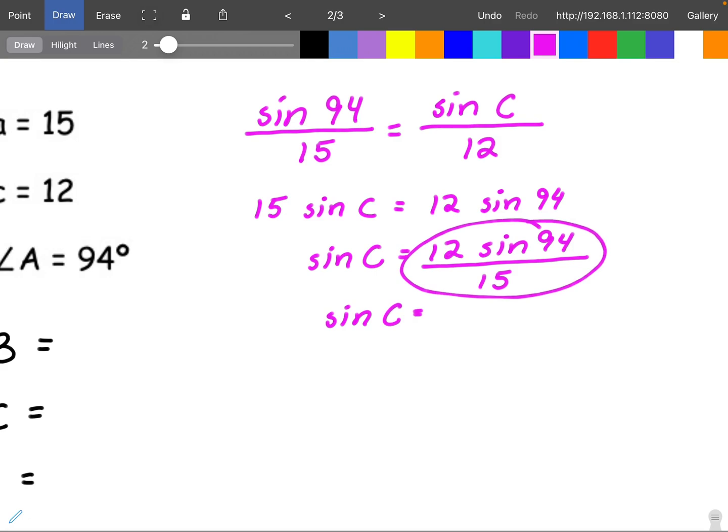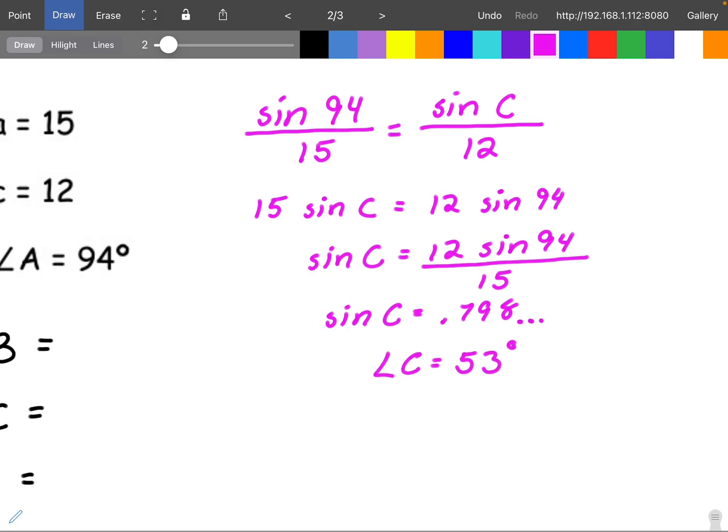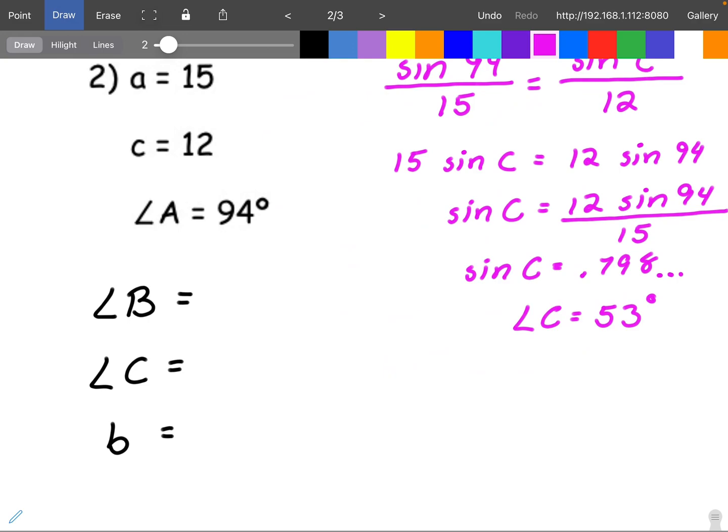Remember to do the numerator, hit enter, divide it by 15, hit enter, and so that's what sine C is. Now to find what the actual angle is, we're going to take that decimal, which should come out to approximately 0.798-ish. And then we're going to take that and do second sine, second negative one, and then the calculator is going to tell us that angle C comes out to be approximately 53 degrees when rounded to the nearest degree. So we can go over and put that in our list of answers.